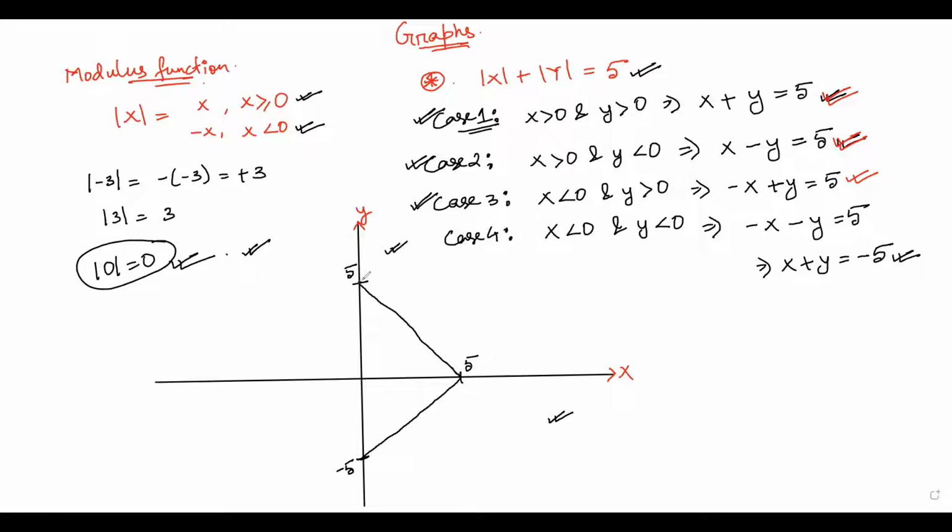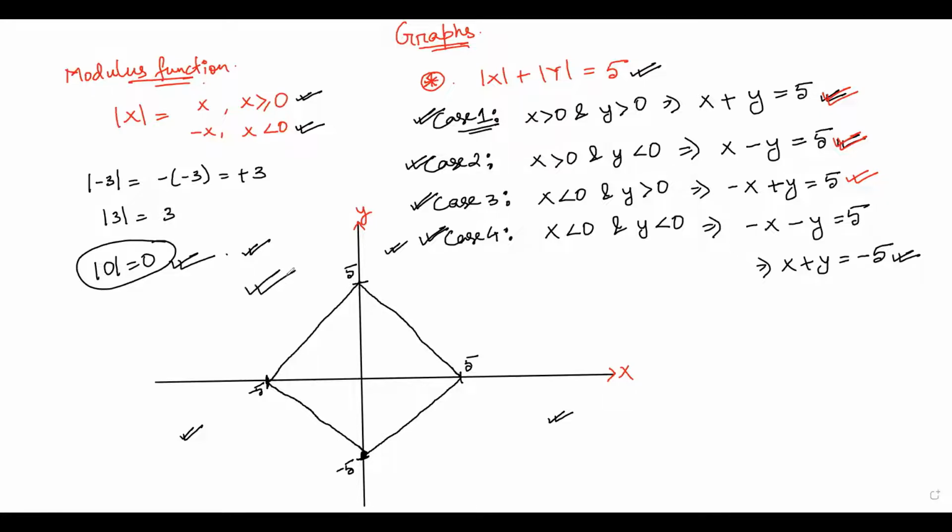So when we plot this, the line would be this line where the x-intercept would be minus 5 units and the y-intercept would be 5 units. For case 4, we have x less than 0 and y less than 0, that is in the third quadrant, and the equation here is x plus y equal to minus 5. So when we plot this, the line would be something like this. That is, the x-intercept is minus 5 units and the y-intercept is also minus 5 units.